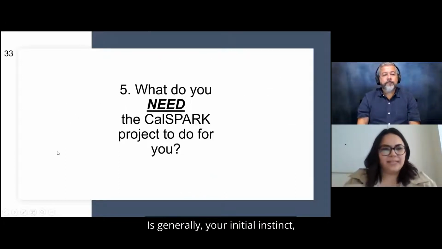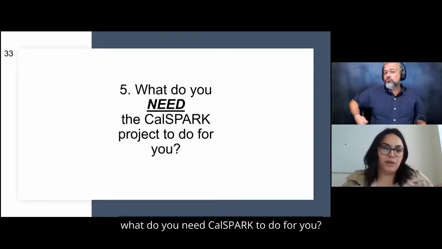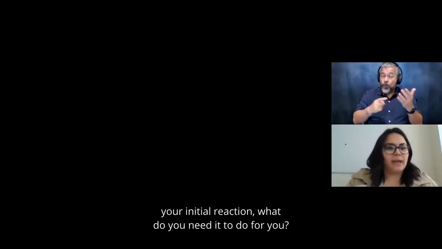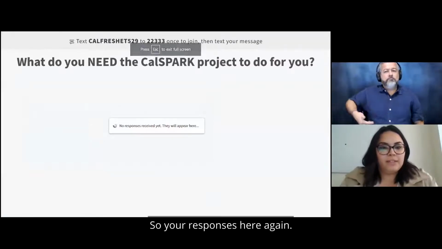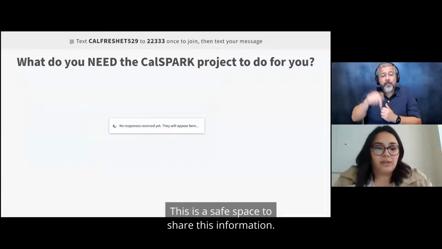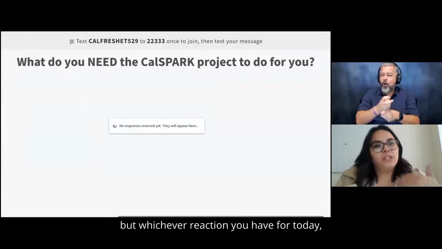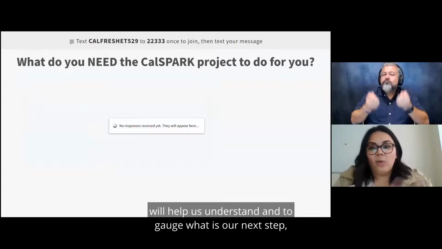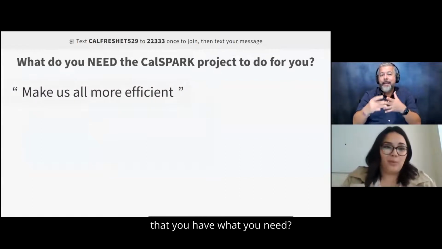Is generally your initial instinct, what do you need Calspark to do for you? Understanding and just taking in what you've heard today, your initial reaction, what do you need it to do for you? So your responses here, again, this is a safe space to share this information. Sometimes it's difficult to understand it now, but whichever reaction you have for today will help us understand and gauge what our next step is. How do we best approach, and how do we best work with you so that you have what you need?